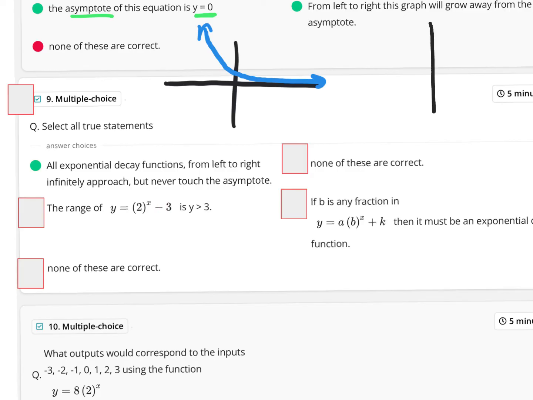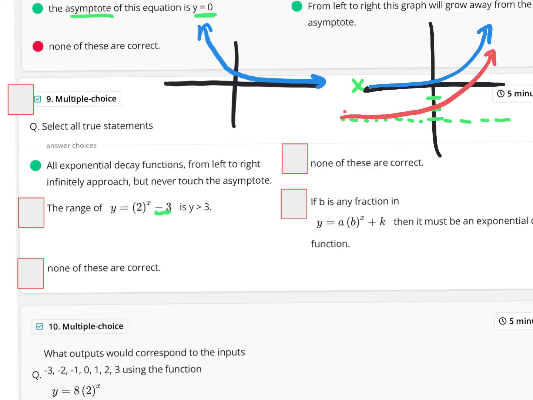Let me just do a quick sketch so you can know what I'm talking about. The original growth function goes like this, and it originally has the asymptote on the x-axis, but because of this -3, it gets shifted 1, 2, 3 down. So your new graph is going to go off of this asymptote at y equals -3. So here's your new graph. Okay, it's just a sketch.